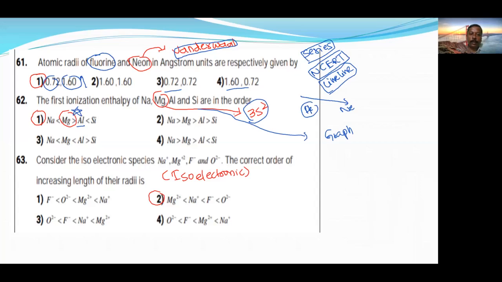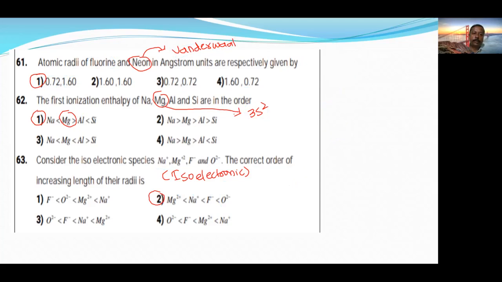Next, consider the isoelectronic species. In isoelectronic species, the fewer the protons, the larger the radius. So the least number of protons is 8, then here it is 9, here it is 11, and here it is 12. Therefore, this is the correct order. I hope all of you understood. Now let's go to the next slide.